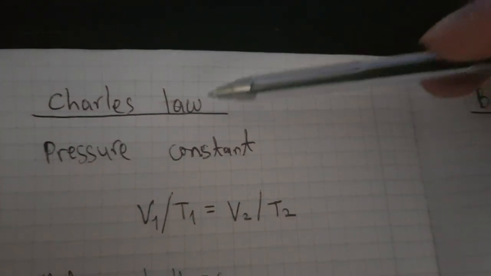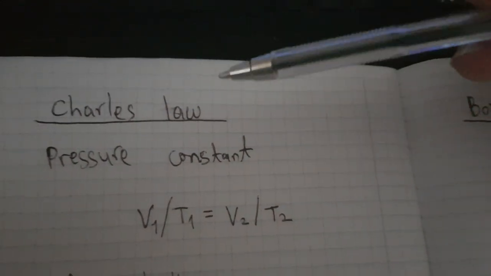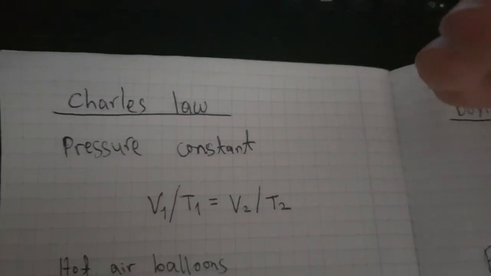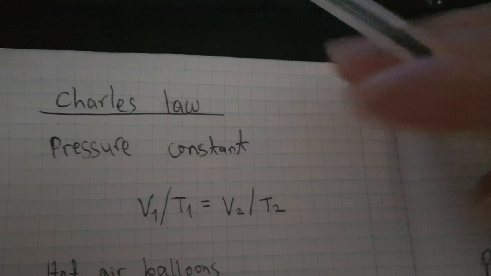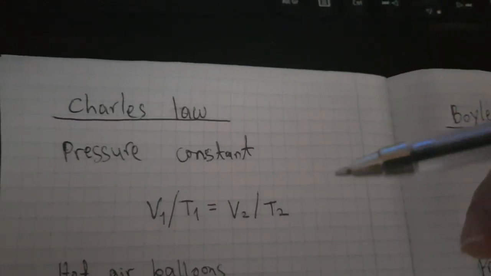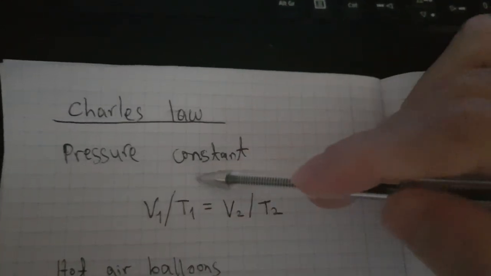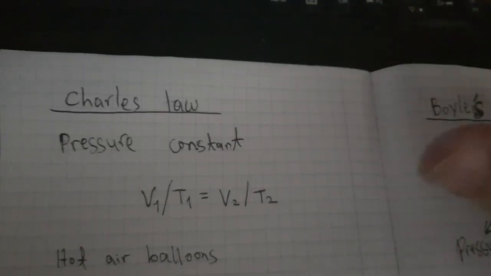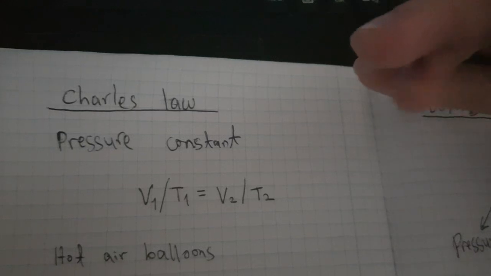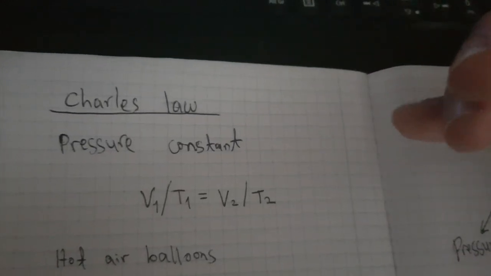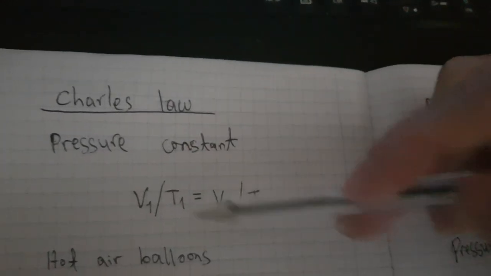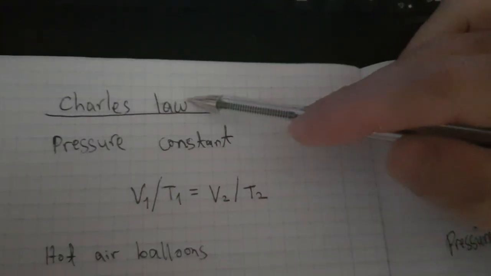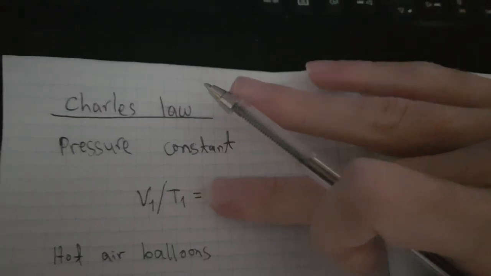Okay, let's talk about Charles' law in diving medicine and in physics. We're talking about a law of gases. Let's talk about ideal gases, and we're talking about a state in which the pressure on the gas is constant, no change in pressure, and the amount of gas is also constant, no change in the number of molecules of the gas. In this situation, Charles' law states that the volume divided by the temperature of the gas is a constant value. You can see it like here.